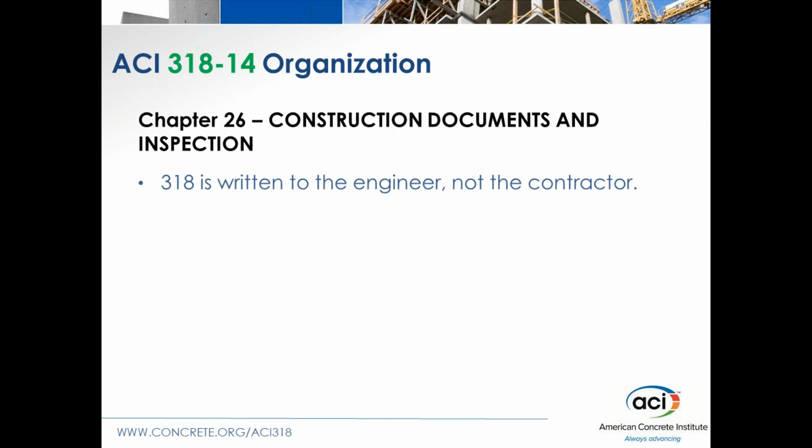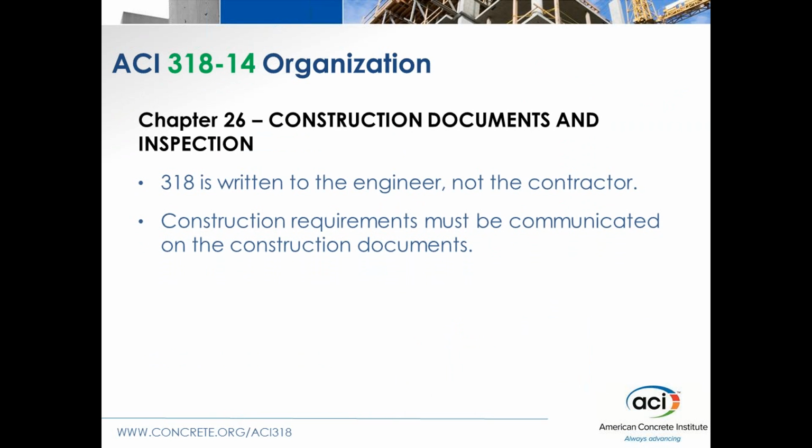So 318 is written to the engineer, not the contractor. It's the information the engineer needs to transmit and relay to the contractor. All this information is collected and gathered, if you will, in what they're really construction documents, unique from contract documents. We feel like the technical part is really just the design drawings and specifications. Contract documents means there's a contract, which is a legal thing, between, say, an owner and the licensed design professional. We're not really covering that. This is the technical information that needs to be conveyed by the engineer in terms of the construction documents.